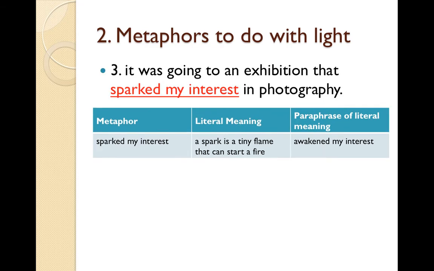And the third example, it was going to an exhibition that sparked my interest in photography. So spark my interest is another metaphor. The literal meaning, you can see, spark is tiny flames that can start fires. In Khmer we call រងើក, right? Or រងើកភ្លើង, whatever. And the meaning is that spark my interest is awaken my interest. So this is the real meaning of spark my interest.